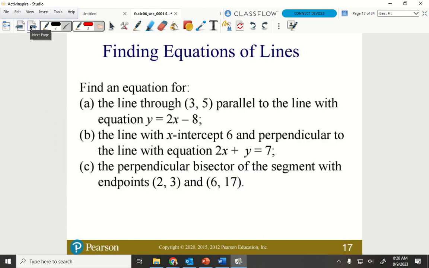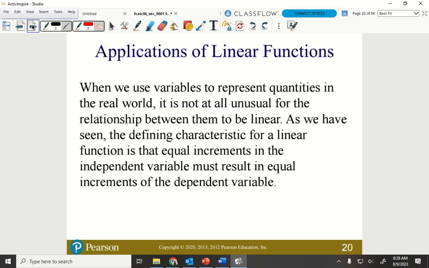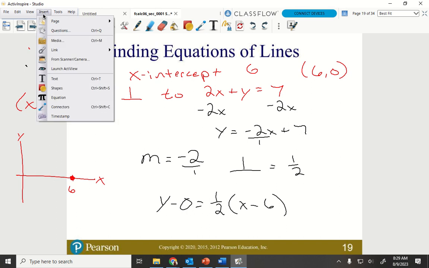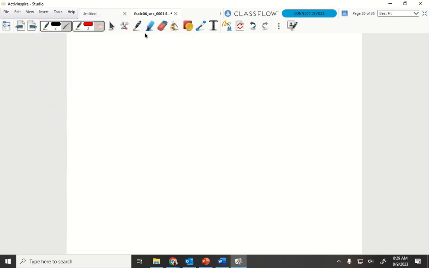And part C, let's see. The perpendicular bisector of the segment with the endpoints. Ooh, a lot of good words. I love all this. So (2, 3) and (6, 17). So I want the perpendicular bisector. Now, I gotta find a couple different things. Right now I have 2 points.